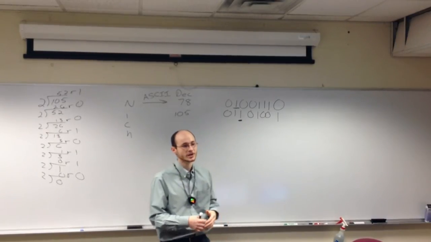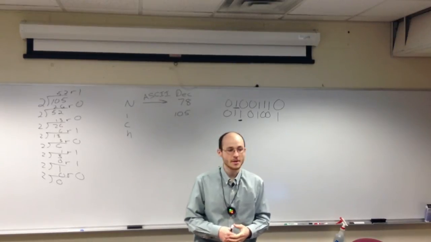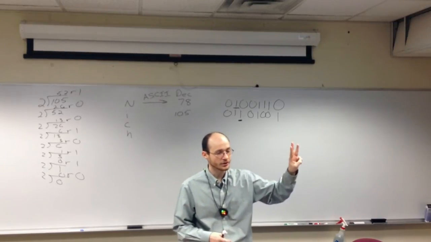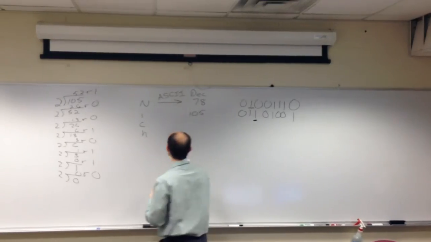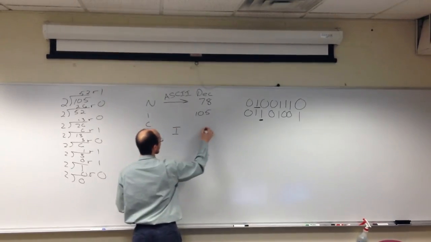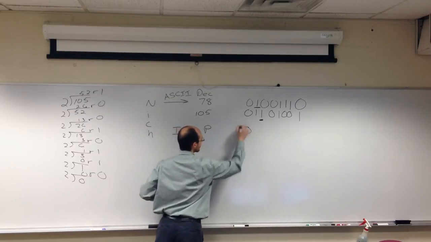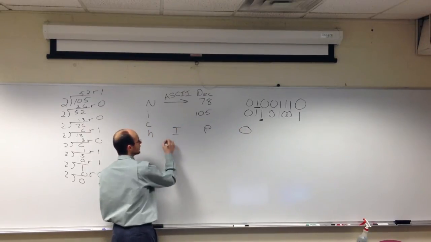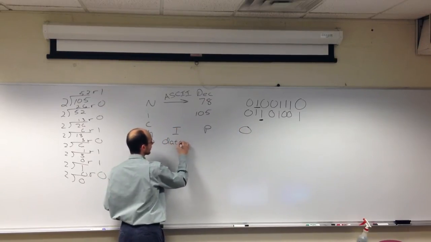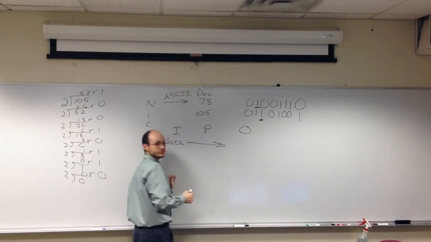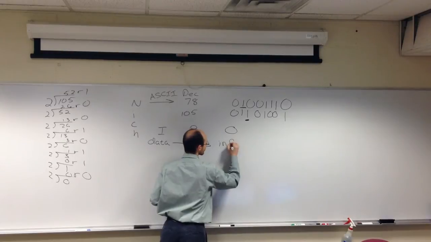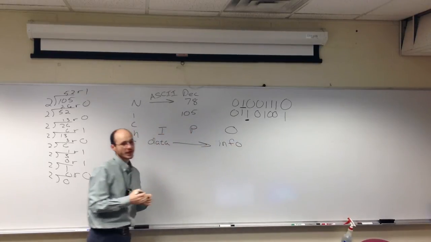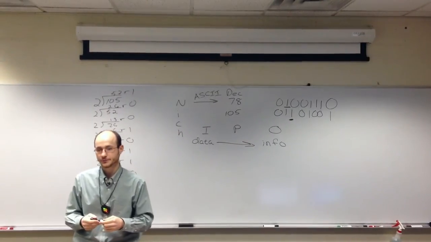That's what we call digital processing. And remember what the three acronyms, the three letters are to define a computer. Input, process, output. Data comes in, what comes out? Information. And that's how we define a computer.